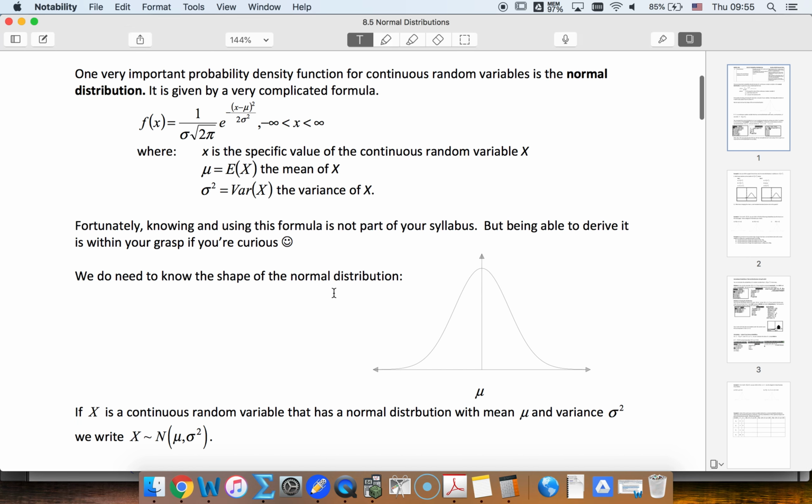So what we do need to know is the shape of the normal distribution. The normal distribution is a symmetric distribution, and it's centered around the mean value. This is generally its shape. The way that we find probabilities from a normal distribution, the probability comes from the area under the curve.